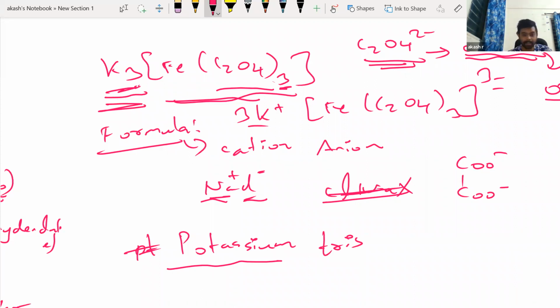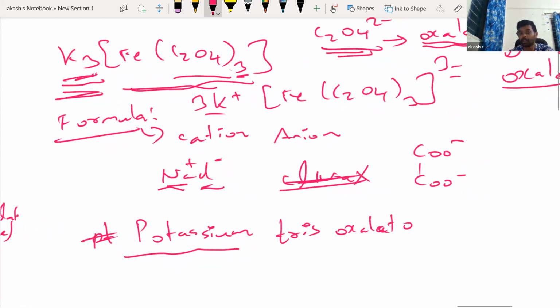If at all we have some other ligand like this, that is didentate or polydentate, we have to mention the number of ligands with the help of bis or tris or tetrakis, something like that only. So we have 3, so I write tris. Then you write the name oxalato. Okay, you're done with the ligand, right? Tris oxalato.